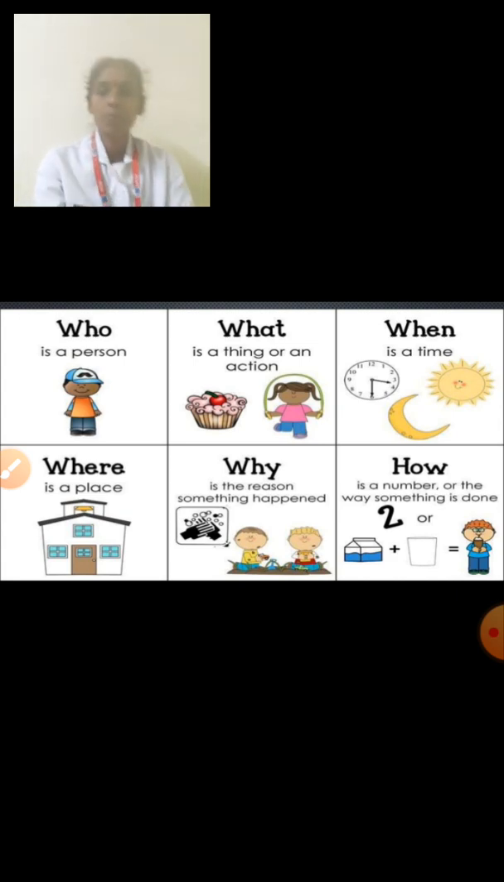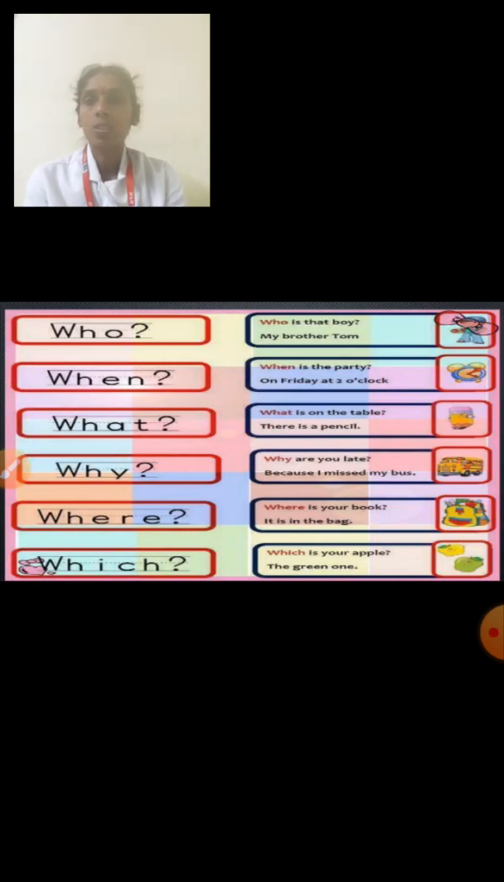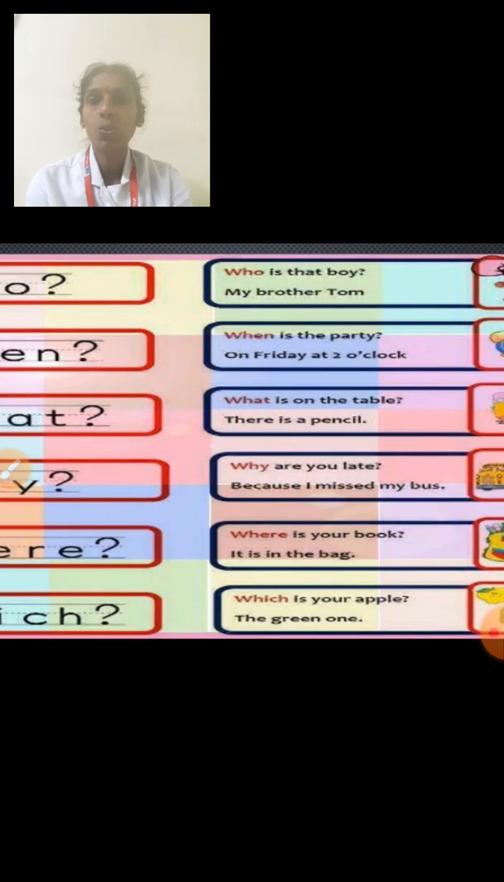In these categories we will use WH questions: who, when, what, why, where, which. Who: who is that boy? Next, when: when is the party? What: what is on the table? Why: why are you late? Where: where is your book?